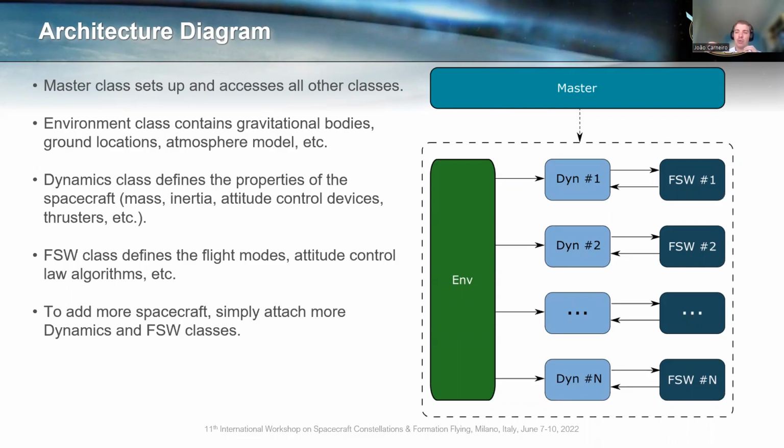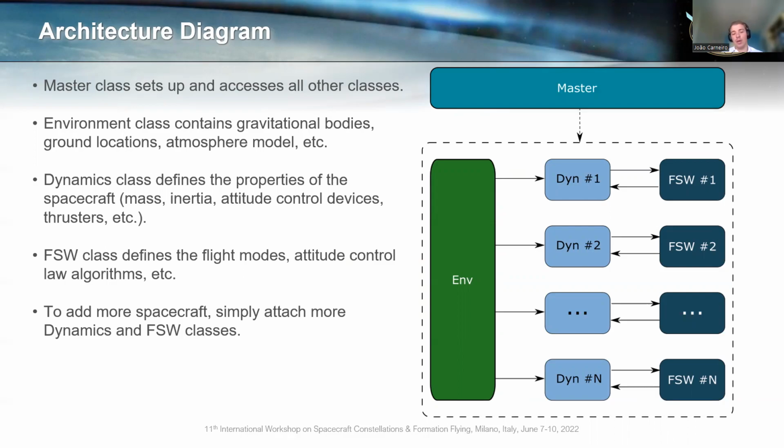And then for each spacecraft, we have a dynamics class and a flight software class. The dynamics class defines the properties of the spacecraft: its mass, its inertia tensor, what sort of attitude control devices it's carrying, how big the thrusters are, the size of the battery, the shape of the solar panels and where they're pointed, that sort of thing. So everything related to the spacecraft properties is defined and simulated in these dynamics classes. And then the flight software class is where the flight modes and attitude control laws are implemented. That's the code that would be uploaded to a flight computer.